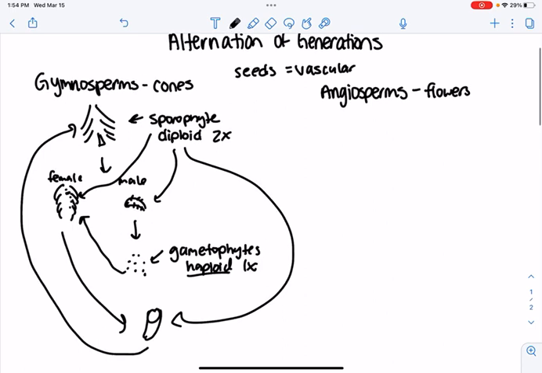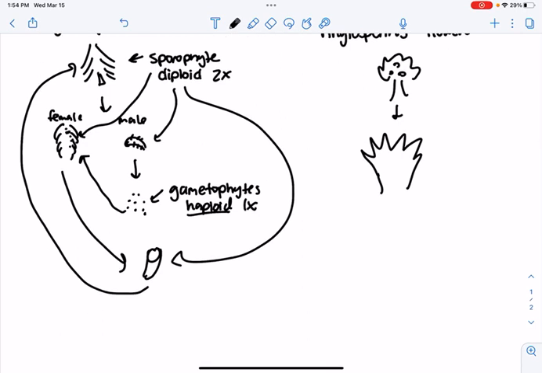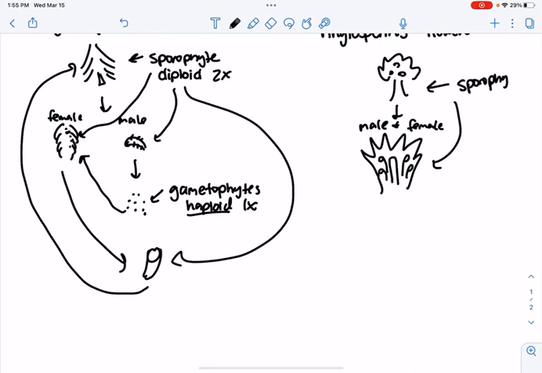Now for an angiosperm, let's say we're starting off with an apple tree. This apple tree is going to produce flowers. That's a really crappy flower, but we're going to pretend it looks nice. Now this flower has a female part and it has male parts. So this flower is considered male and female. Now again, this tree and the flower are still going to be sporophytes because they have the diploid cells with the two copies of the chromosomes.